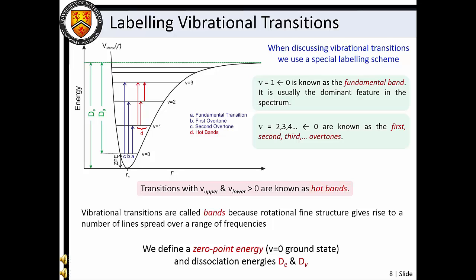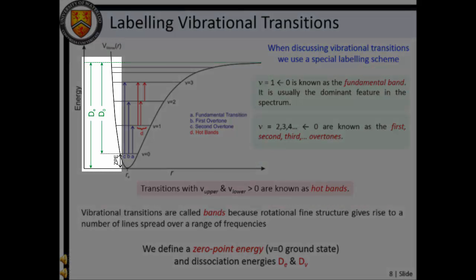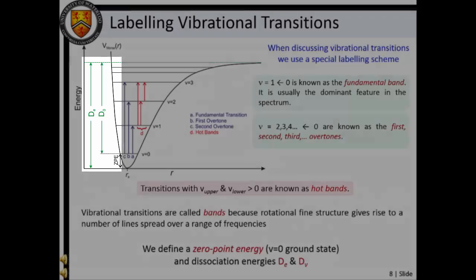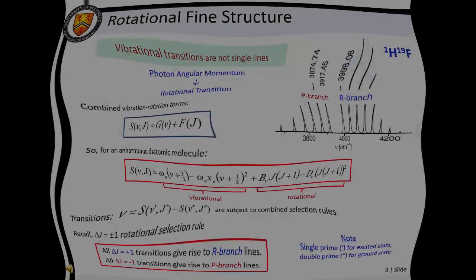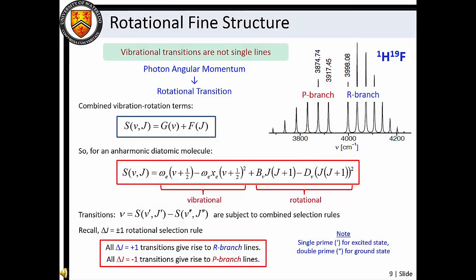Note that vibrational transitions are typically referred to as bands because they occur over a range of frequencies owing to rotational fine structure. We can also now define a zero-point energy, which is the vibrational energy of the ground state, and dissociation energies D sub e, which gives the potential energy well depth, or D sub V, which gives the dissociation energy from vibrational level V. To conserve angular momentum during a vibrational transition, molecules undergo simultaneous rotational transitions.